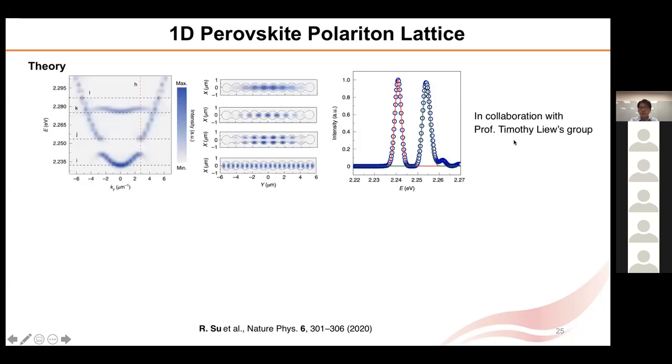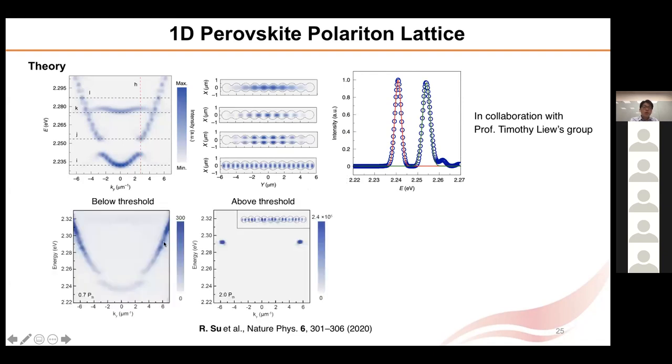In order to reach the nonlinear region and get condensates inside the lattice, we pump the lattice with a pulsed excitation. And here shows the experimental data on dispersion. Below the threshold, we show a typical lattice dispersion. As before, once above the threshold, a higher energy state occurs with very strong emission, which suggests the occurrence of condensation into this particular state.